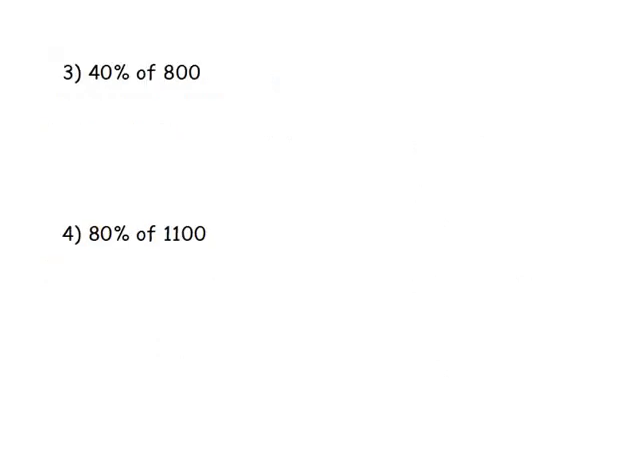Example 3 then, 40% of 800. So 800 is our full amount. We can't get to 40% straight away, we have to find our 10% first. So to find 10%, you have to divide by 10. Now be careful here, remember divided by 10, you're only moving those numbers one place to the right, so you're only taking off 1 0, not both. So 10% is 80.